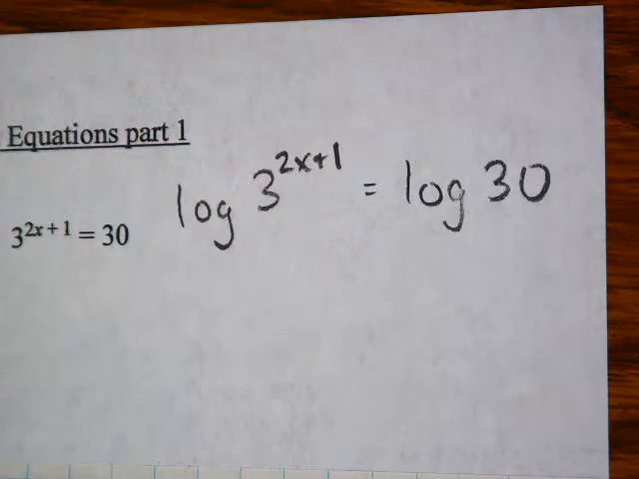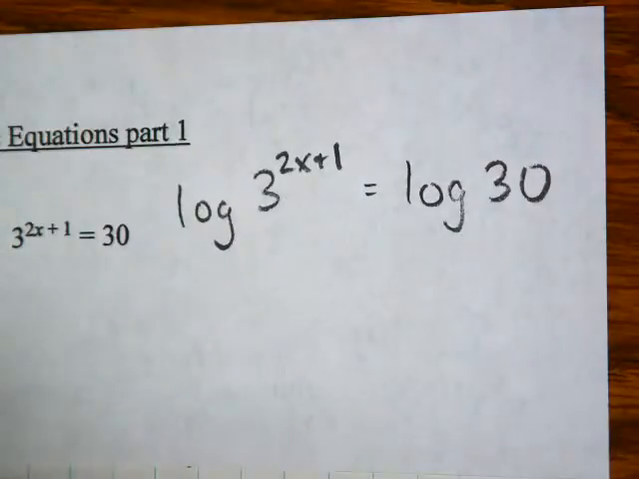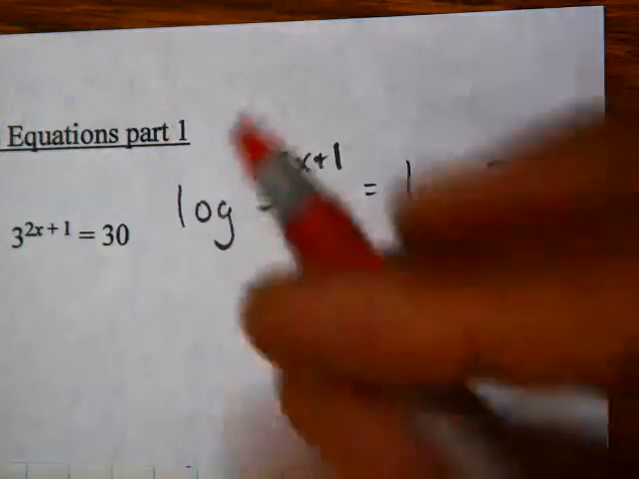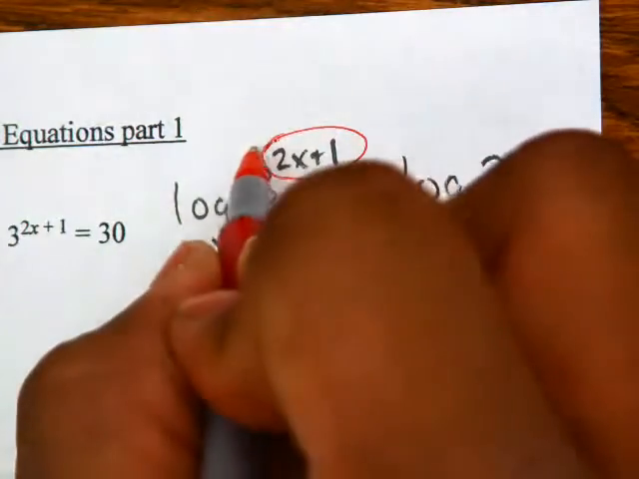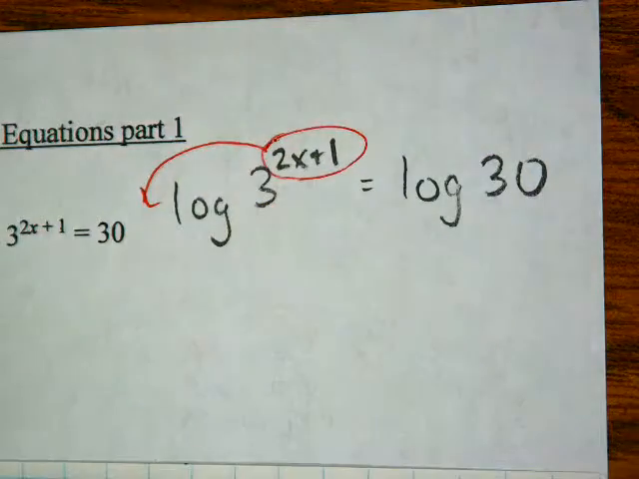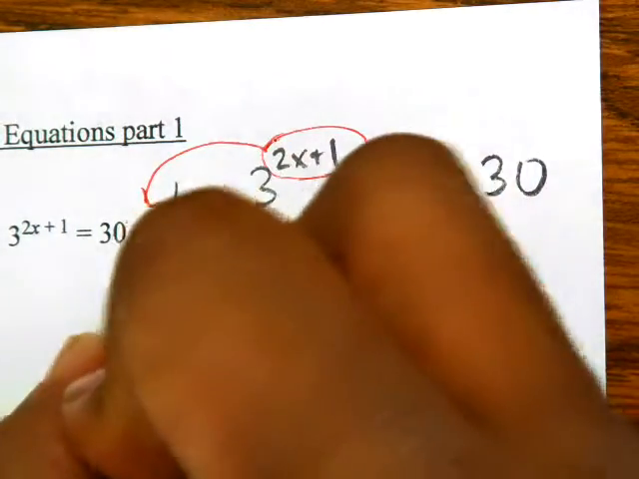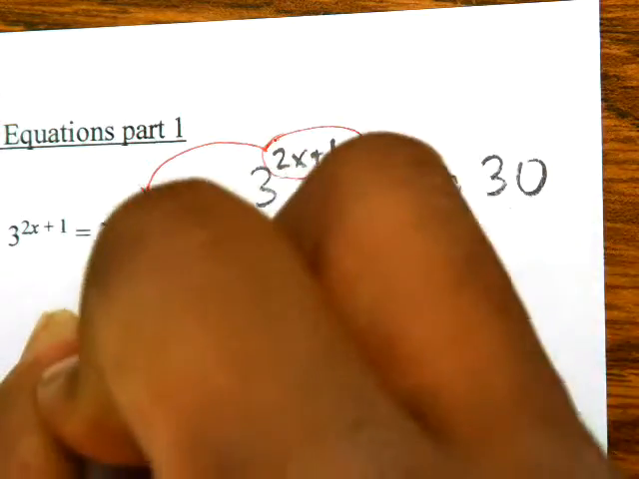Because I took the log on both sides, what does that allow me to do? Yeah. I can take the exponent and bring it to the front. Take whatever is in the exponent, move it on top, and bring it to the front.